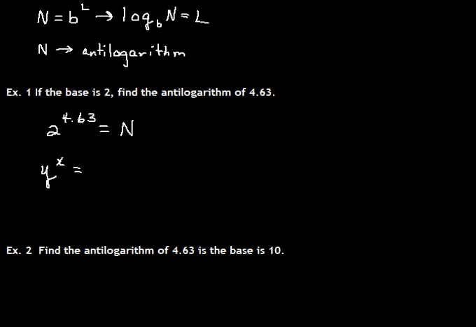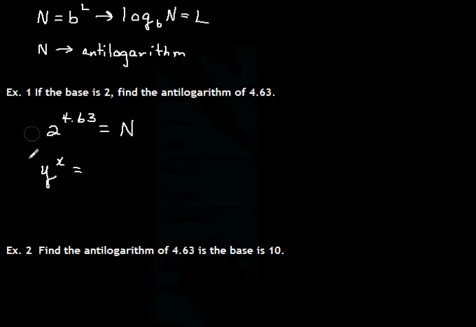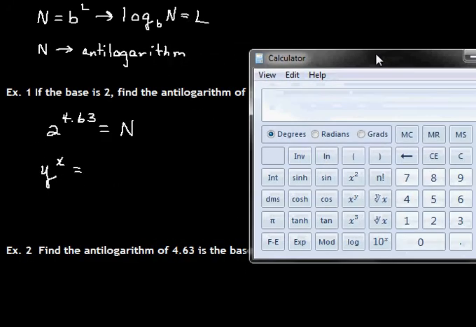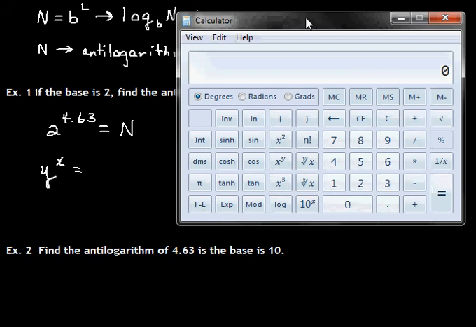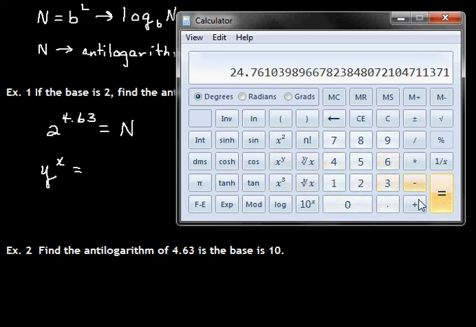Okay, so if we're going to do this problem, all we would do is take 2, x to the y, of 4.63. You just pop it in your calculator, and you're going to get out your answer. So you can see this is pretty simple. You're just going to get 24.76.